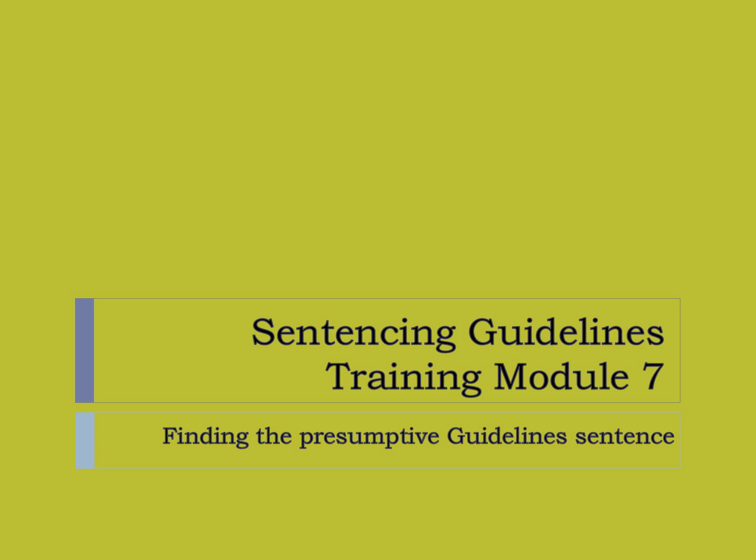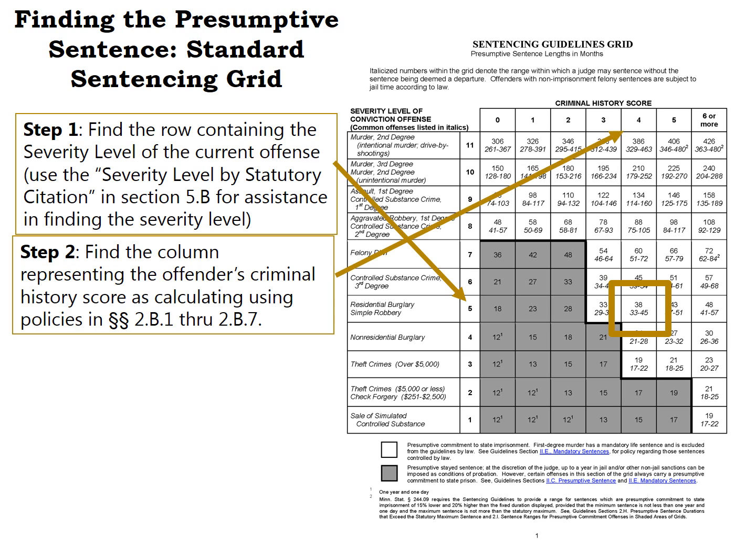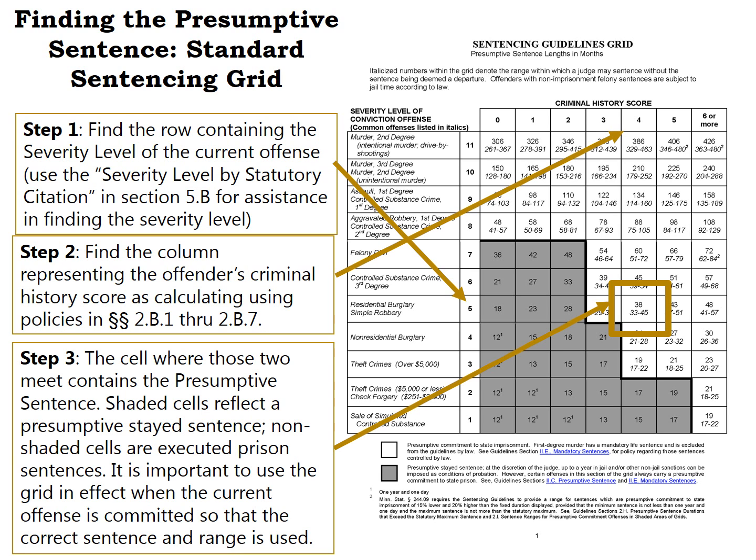Our final module will cover finding the presumptive guidelines sentence. When determining the presumptive sentence, use the applicable grid for the offense being sentenced. Here we are showing the standard sentencing grid, but all of the grids work in the identical manner. For this example, a severity level 5 offense with a criminal history score of 4 has been selected. The grid indicates the presumptive sentence is a commit for 38 months with a lower range of 33 months and an upper range of 45 months.